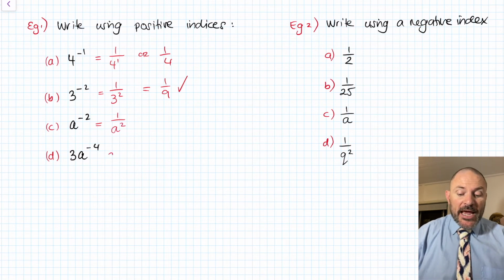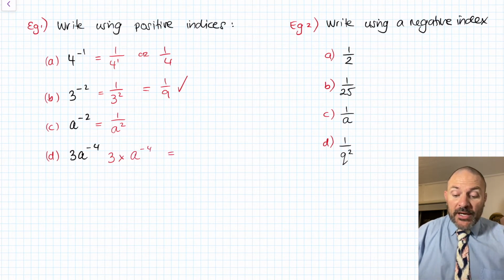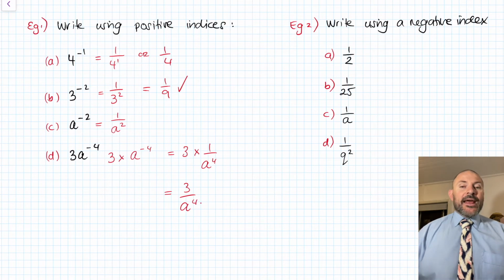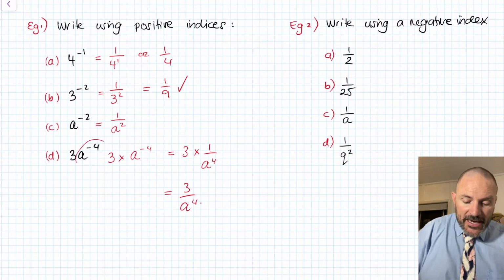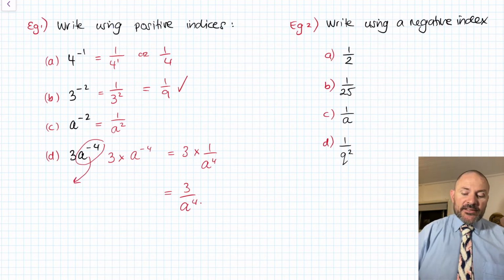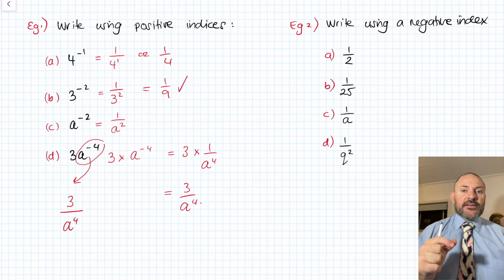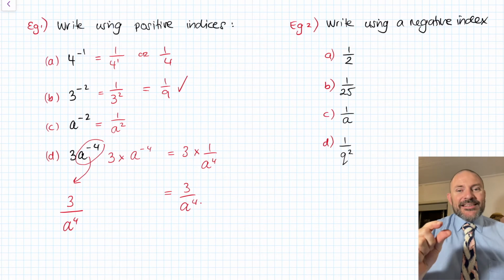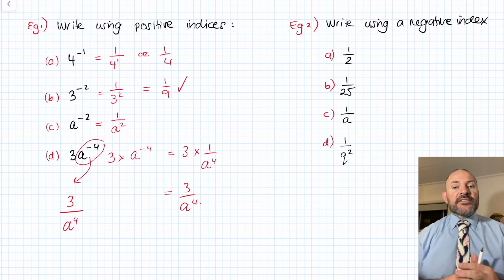The next one, we have 3 times a to the negative 4, which means we have 3 times 1 over a to the 4, which means we have 3 over a to the 4. But as I said before, if you have a negative indice like that, it just goes downstairs and makes it 3 over a to the power of 4. It just comes underneath and the negative disappears. So basically the negative disappears and you pull it downstairs and it makes it nice.